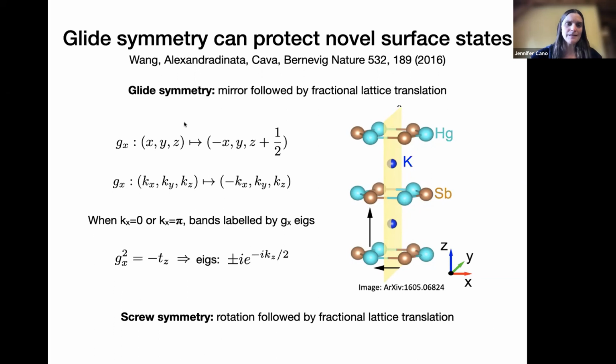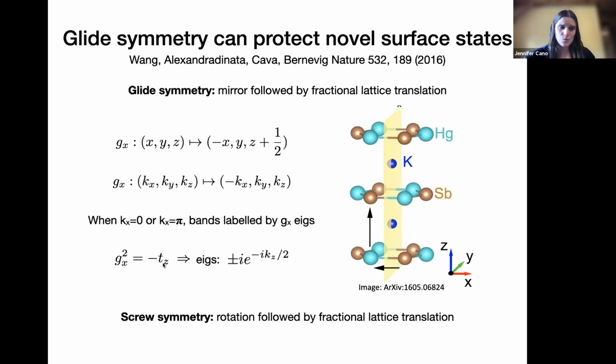Now, the glide symmetry in real space takes x to minus x and then translates by a half in the z direction. If we square this symmetry, so if we perform this operation twice, x and y will be invariant, but z will go to z plus 1. So this glide symmetry squared gives us a full lattice translation. That's what I'm trying to say down here. If we square this symmetry, we'll get a translation in the z direction, and we also get a minus sign, which comes from doing the mirror reflection twice.